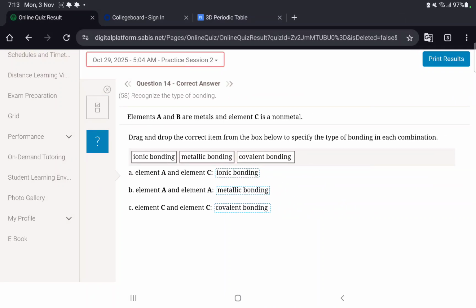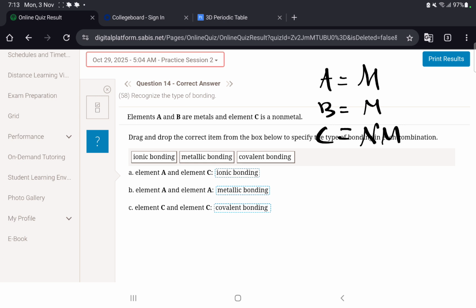Okay, so let's see. A is a metal, A is a metal, B is a metal, C is a non-metal. Don't look at it as A with C, A with A, C and C. No. Look at it, they're talking about A and C. Look at it as a metal with a non-metal. Metal with non-metal, what is it? Ionic bonding. Always metal, non-metal, ionic bonding.